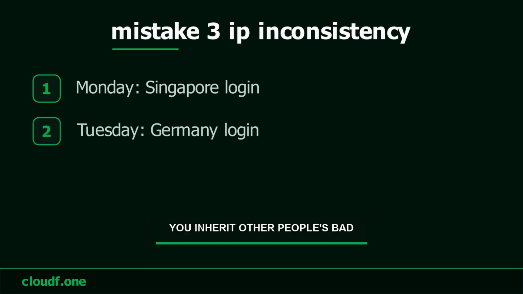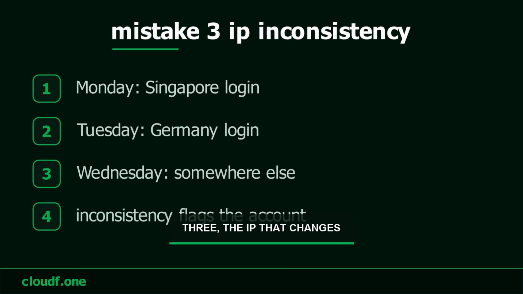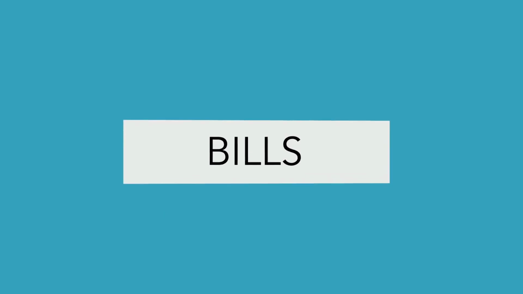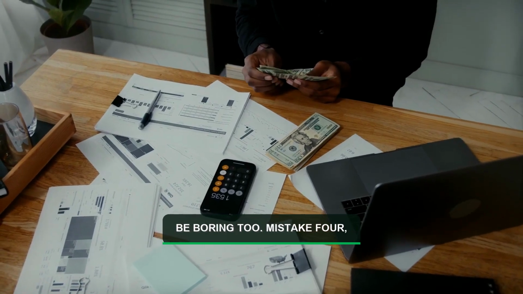You inherit other people's bad behavior on that same IP, and you get linked to strangers who are doing things far worse than you. Mistake 3. The IP that changes country or network constantly. Inconsistency reads as risk. A real person is boringly consistent, and your accounts should be boring too.